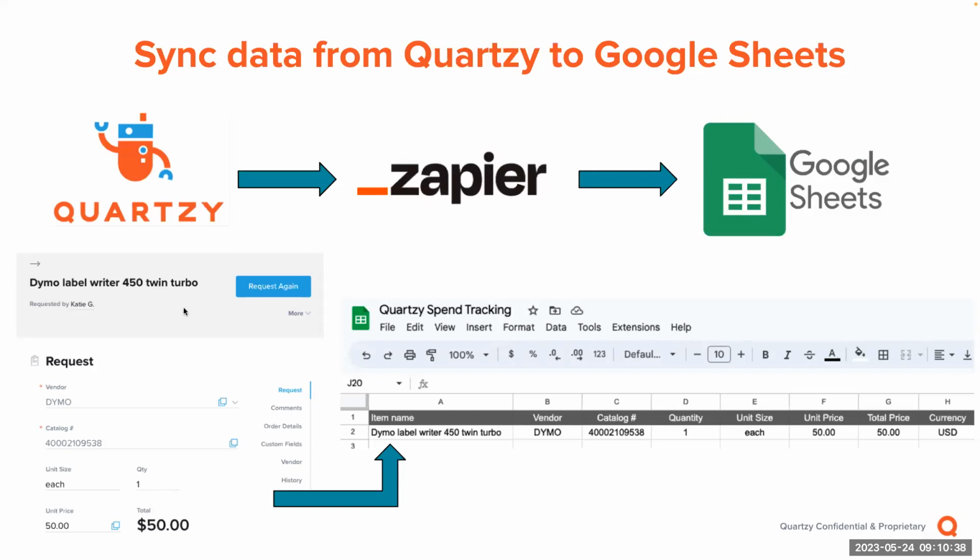So you can see here we have a request that's been marked as received. And as soon as that happened, that line was created on the Google Sheet with all of that request data. So you can see the item name, vendor, catalog number, and all of the data was pulled in.